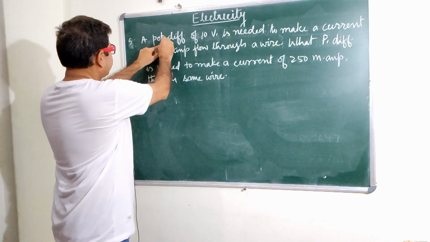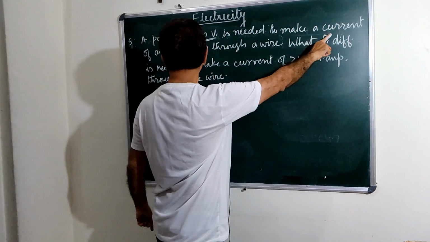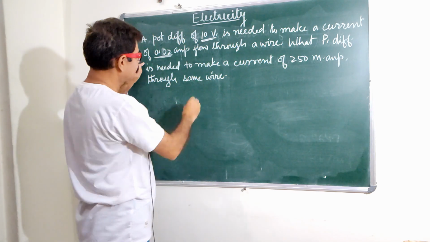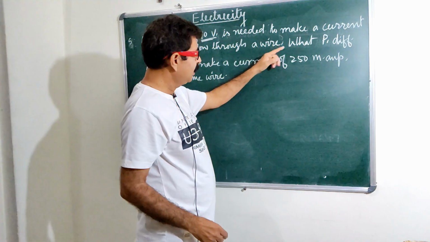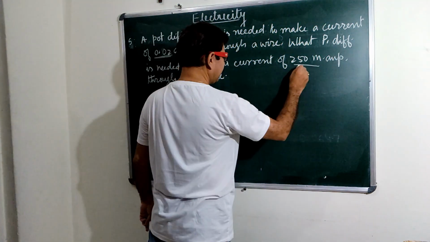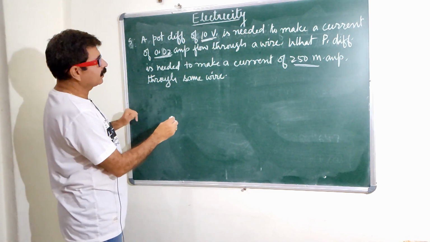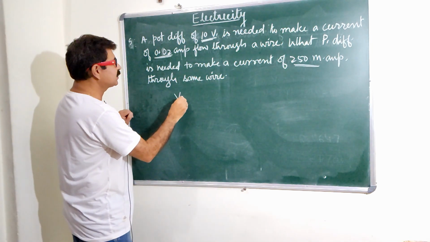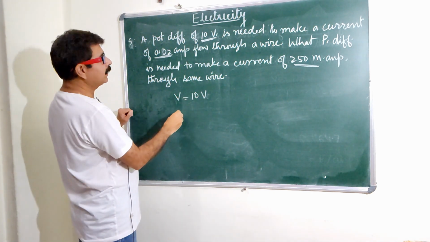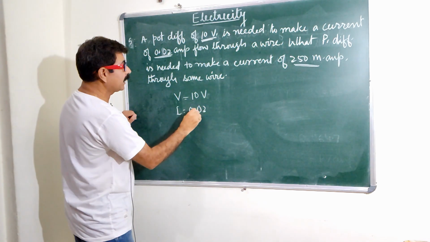A potential difference of 10 volt is needed to make an electric current of 0.02 amperes flow through the wire, right? What potential difference is needed to make a current of 250 milliamperes? So question is into two parts. First of all, what is given? There it is given V, V is given 10 volt and current I is given 0.02 amperes.